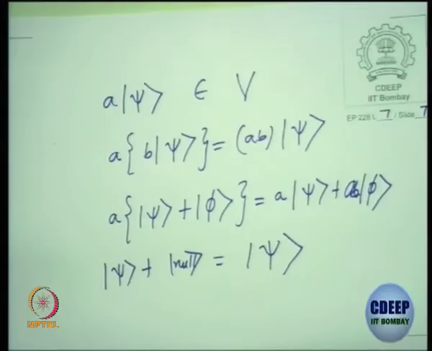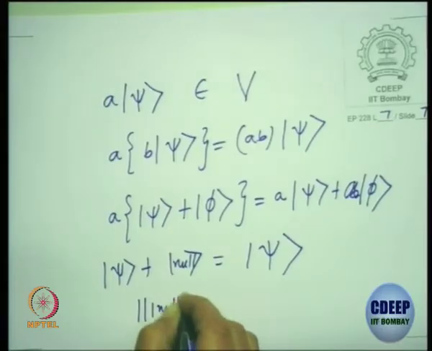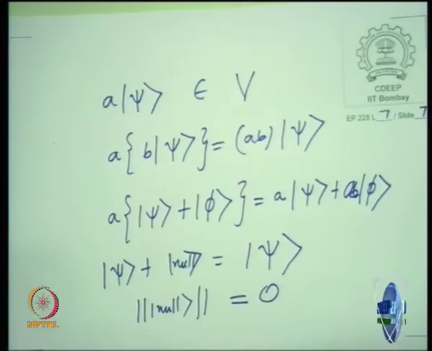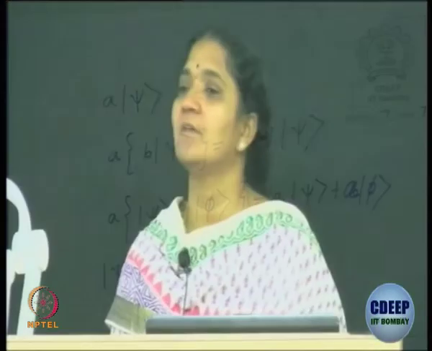It's called a null vector. What is the null vector? A null vector is one whose components are all 0, or the norm of the null vector will be 0, right? So if you add a null vector to psi, you get back the same state.